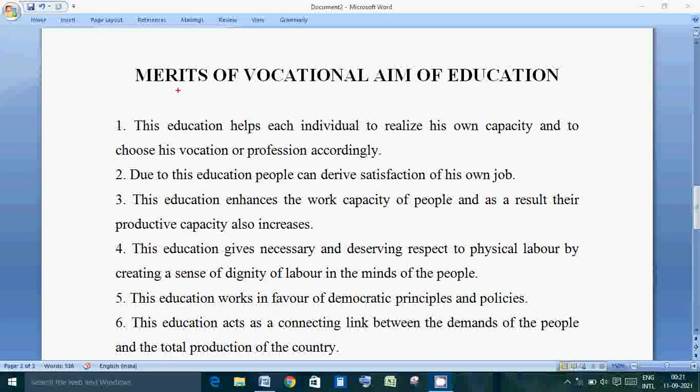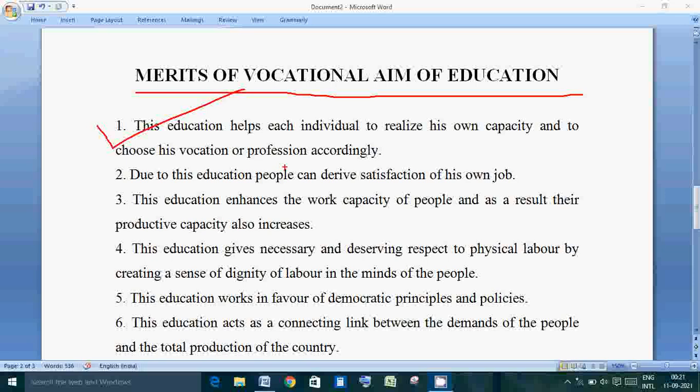Now see the merits of the vocational aim of education. The first point we have: this education helps each individual to realize his own capacity and to choose his vocation or profession accordingly.